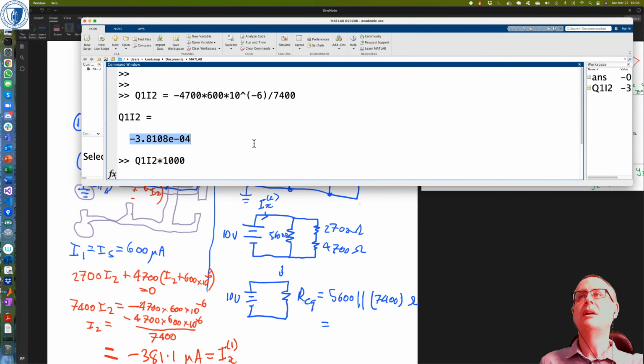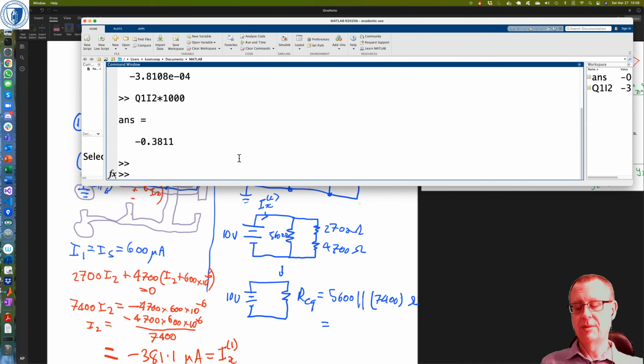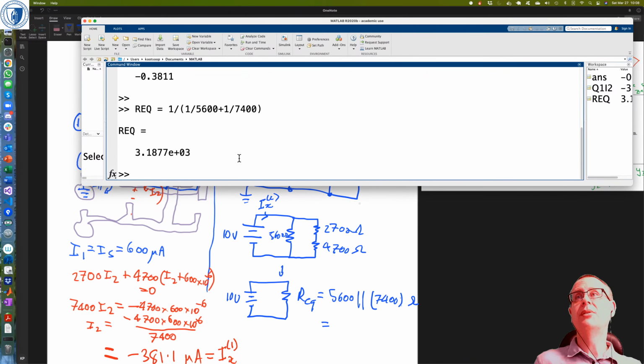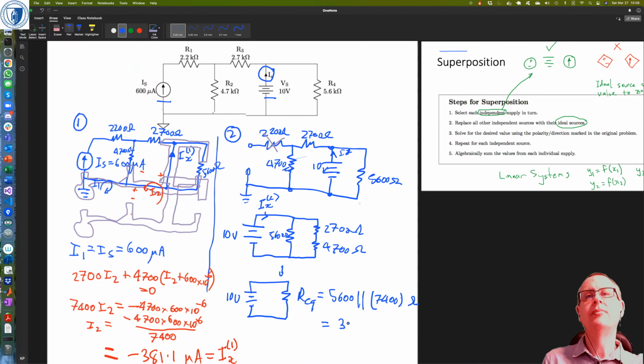There's MATLAB gone. So REQ is 5600. Oops, let's do it this way: 1 on 5600 plus 1 on 7400. Right, so it's 3.188 kilo ohms, or 3188 ohms.